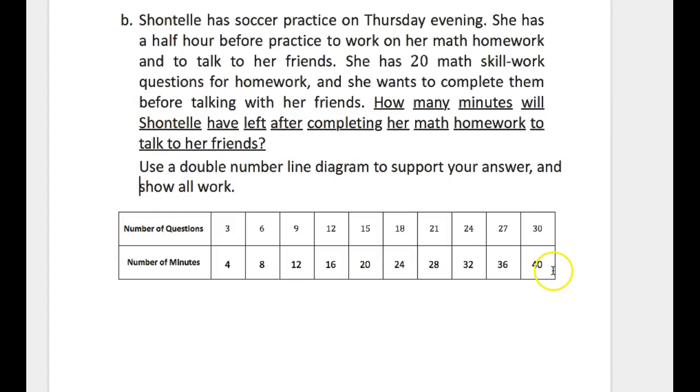What I've done here is I've made a copy of the ratio table that we just came up with in the previous problem, and we're going to use that now to create a double number diagram. So go ahead and do a double number diagram. See if you can figure out the answer based on all the work we've done today so far, and then come back. Remember, you must answer the question. Don't just do the double number diagram, figure out where it goes, and then not go back and answer the question.